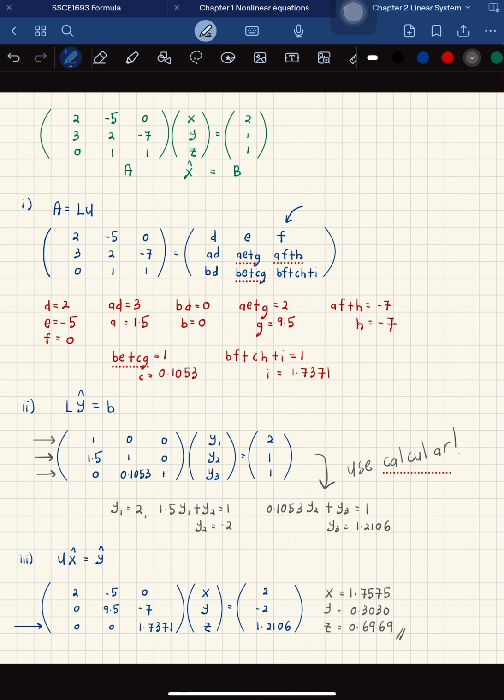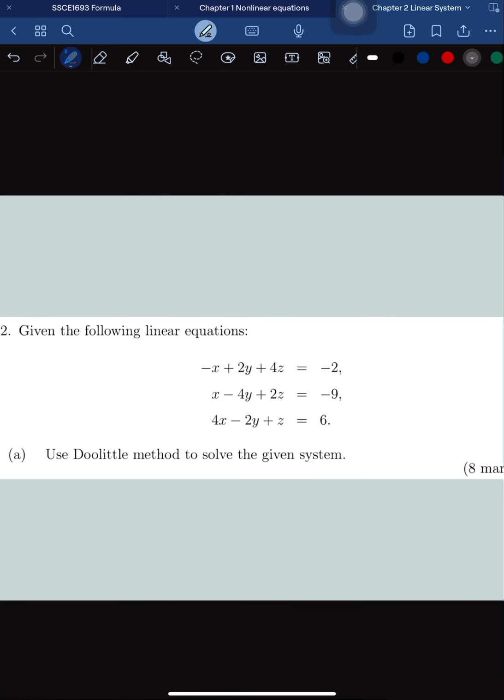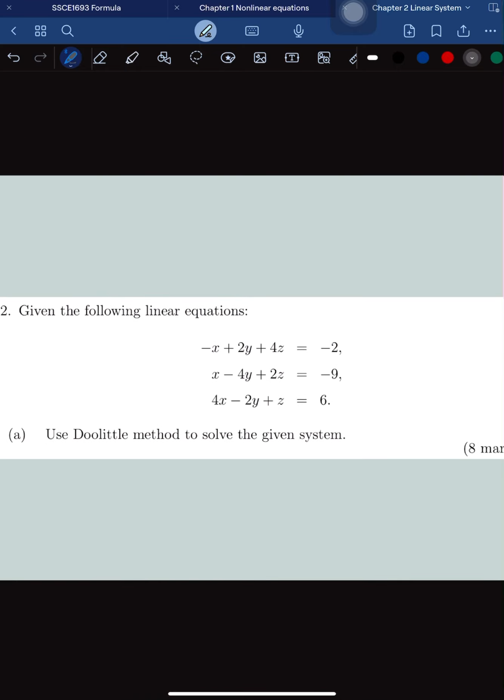Okay, I have these questions, maybe you can try. My answer is x is equal to 3, y is 2.5, and z is equal to -1. Okay, maybe you can try later.